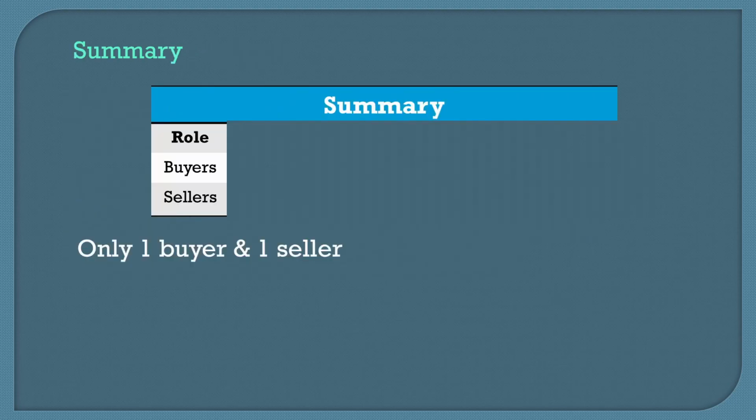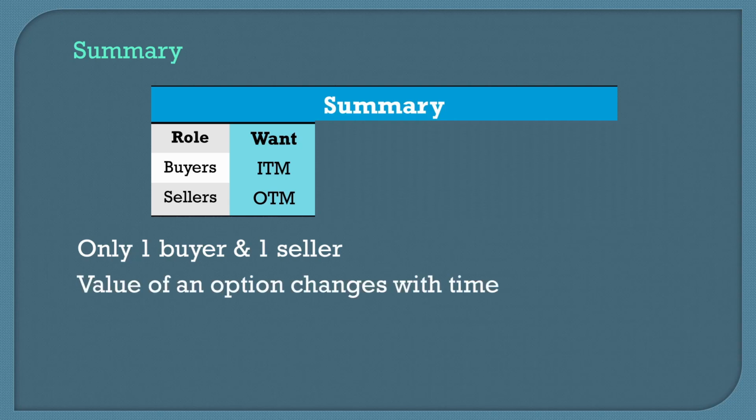Now here's a summary of what we've covered. In options, you have buyers and sellers. At any point in time, there's only one person who is the buyer and one person who is the seller. Buyers want the option they bought to be in the money, and sellers want the option they sold to be out of the money. The value of an option changes with time.